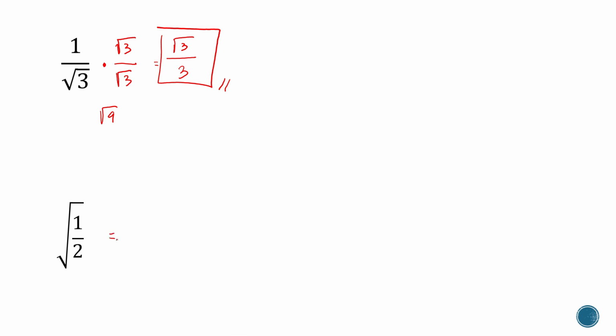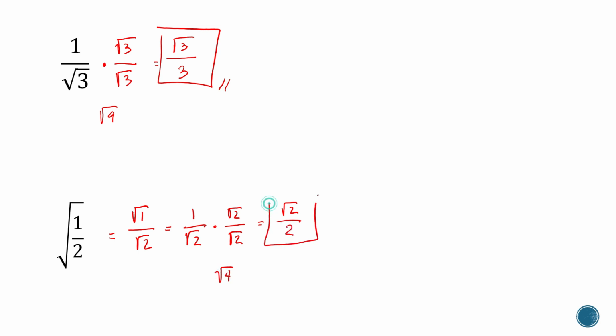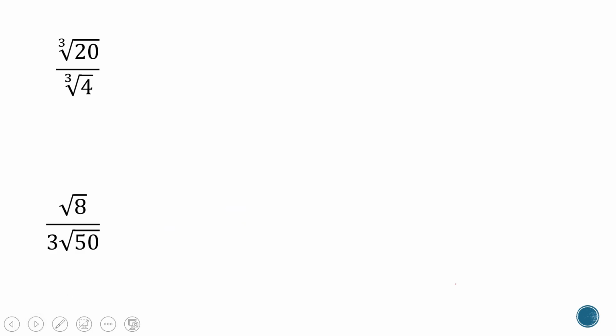Let's go to the second one. We can express the square root of 1/2 as the square root of 1 over the square root of 2. The square root of 1 is equal to 1. And then just like what we did in the previous example, we will multiply both the numerator and the denominator by the square root of 2 because we want to rationalize this. And we do not want a radical in the denominator. The result is the square root of 2 over the square root of 2 times 2. That's 4. And the square root of 4 is positive 2. Right? Let's go to the next one.